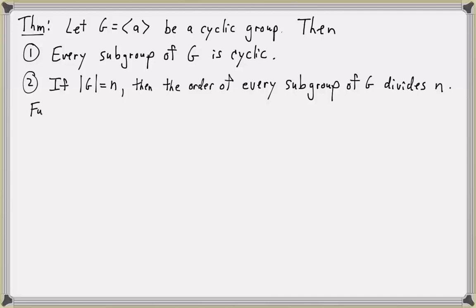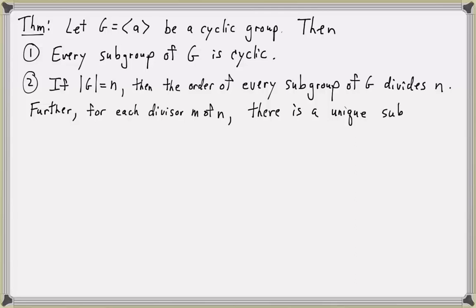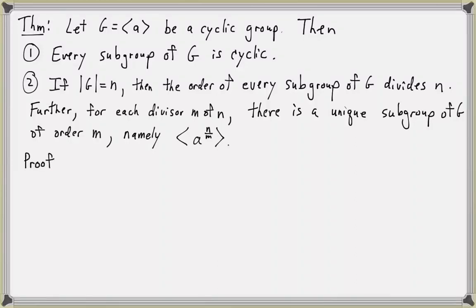And further, we'll prove that for each divisor m of n, there's a unique subgroup of G of order m. Namely, it's the cyclic group generated by a to the power n over m. So let's begin the proof of part one. Let H be any subgroup of G.